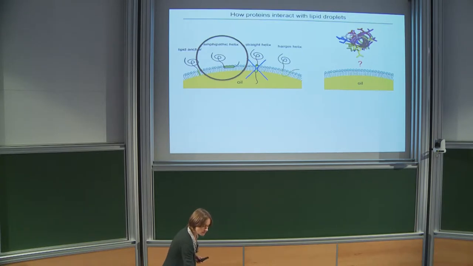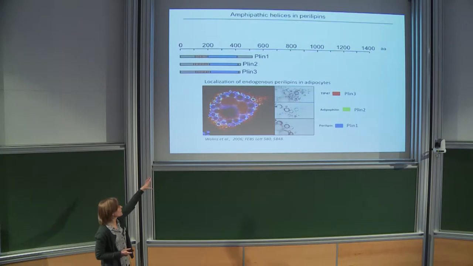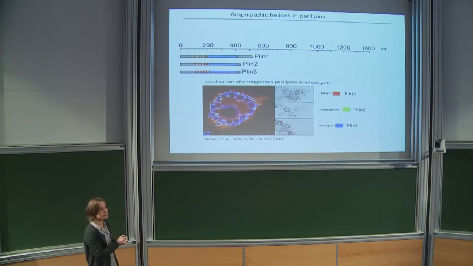And so in order to answer this question, I started looking at this protein family called the perilipins, which are really hallmark mammalian lipid droplet proteins. There are three perilipins that have been studied a lot. They localize to lipid droplets, and all of them contain in their sequence a predicted amphipathic helix region.